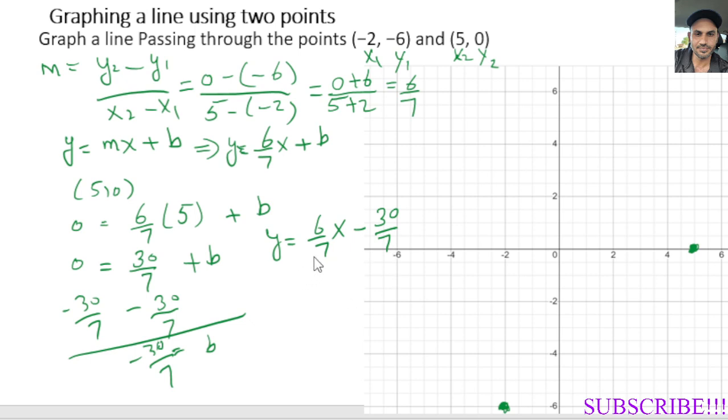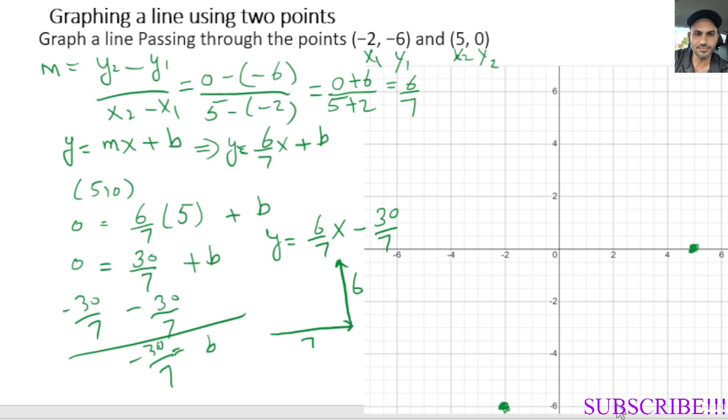So now we know the slope is 6/7. So for every 7 units in the x direction, your y value moves 6 units in the y direction. So if we do 7 units in the x, the graph moves 6 units up here. So 7 in the x direction, 6 in the y direction. So this is your slope, rise over run. So for every 7 units in the x direction, the rise is 6 units in the y direction. So we go ahead and do that.